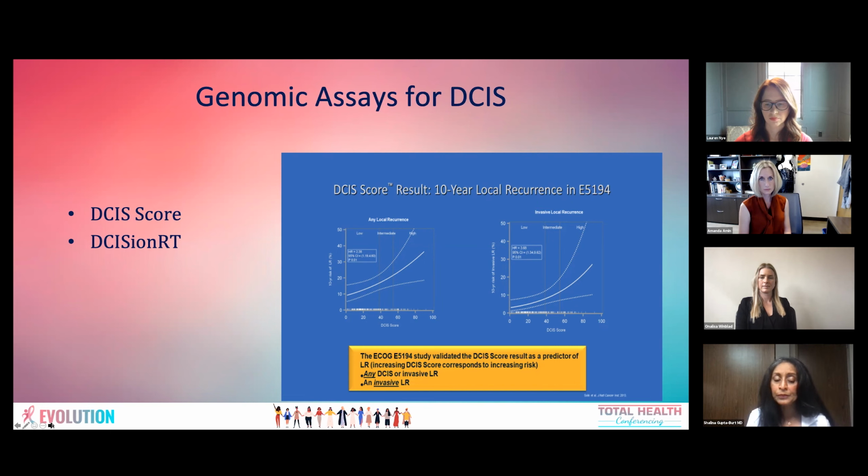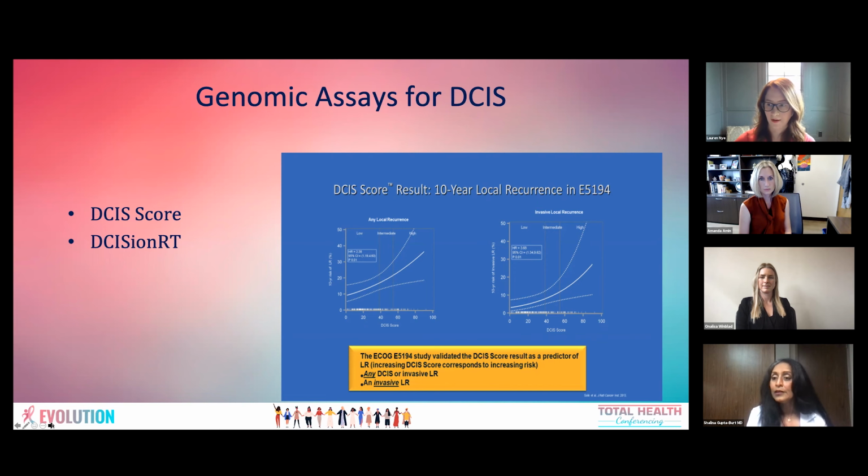Having said that, the cost of these assays are quite high. And so in this day and age, it hasn't become standard to usually use these assays, but as they develop and more assays come on the market, for example, the Decision assay is another one that's also available, we may be seeing more use for these assays to be able to determine which women may benefit or not benefit from the addition of radiation.